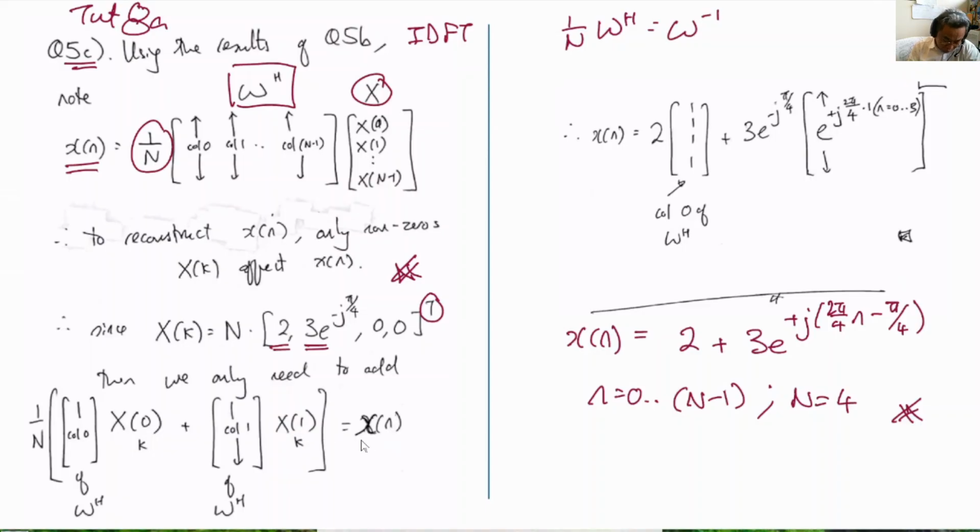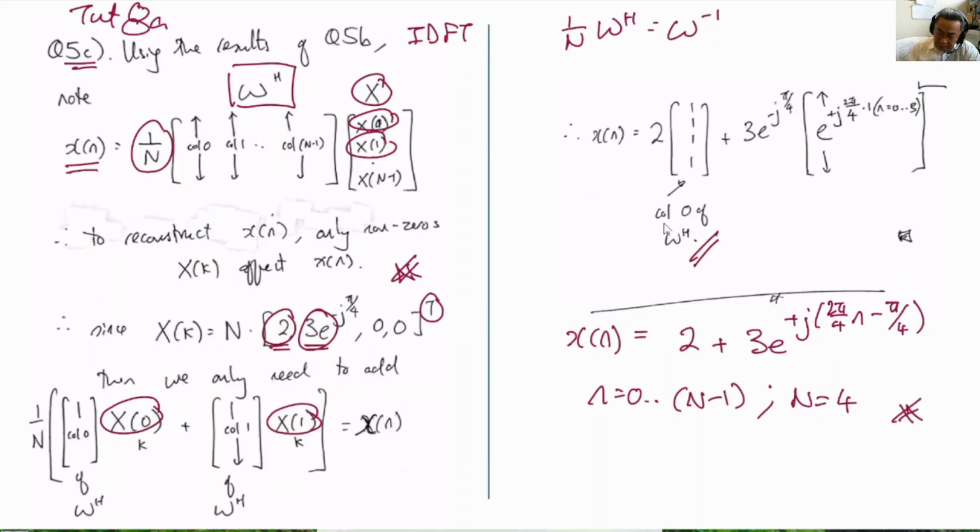So actually, I'm talking about column 0 of W^H and column 1 of W^H multiplying with elements capital X0 and X1. So I've just circled X0, X1, the corresponding columns of W^H, column 0 and column 1. So we know how to fill up column 0 and column 1.